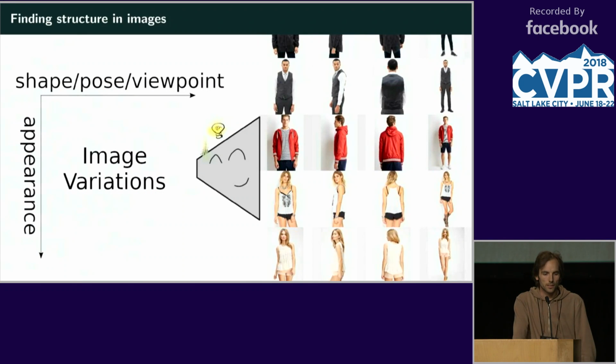The idea is to differentiate between image variations caused by 2 very distinct factors. In the vertical direction, we can see changes in appearance, such as textures, colors, or identities. The horizontal direction shows changes in pose or viewpoint, simply referred to as shape. Now, it's important to disentangle those two factors because their behavior is actually quite different.